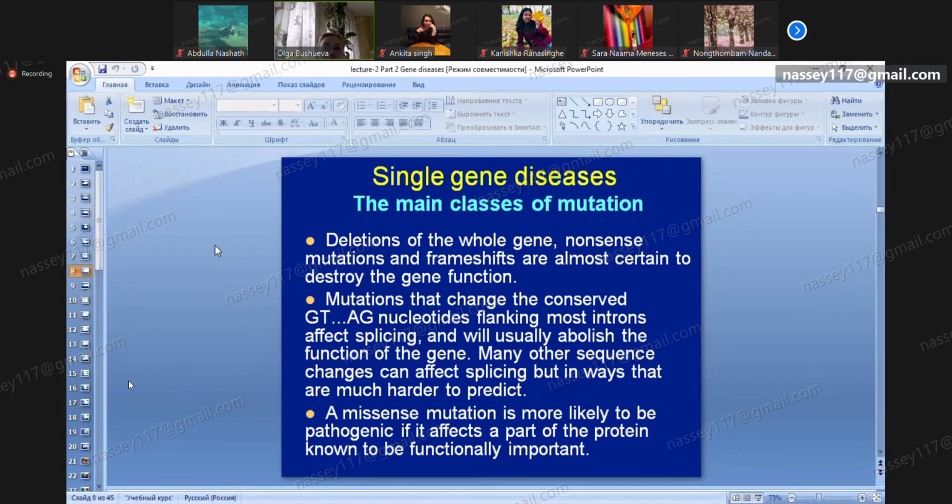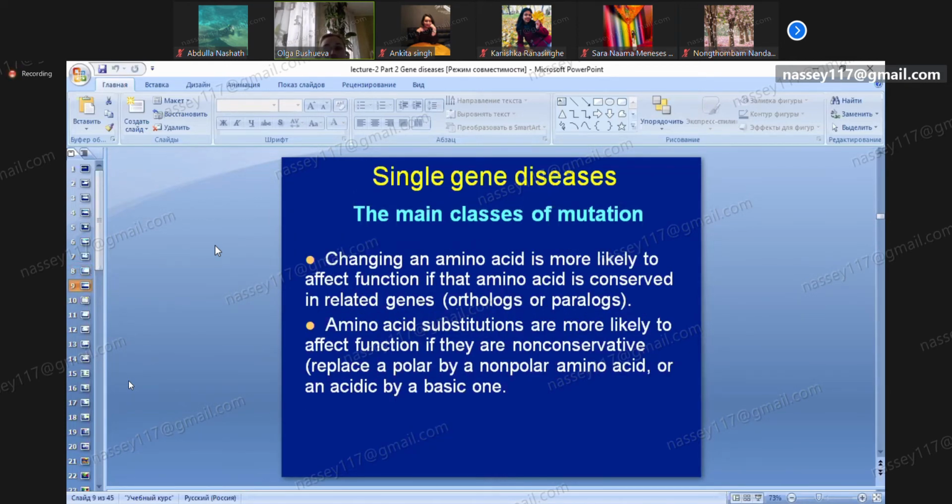Mutations that change the conserved GT and AG nucleotides flanking most introns affect splicing and will usually abolish the function of the gene. Many other sequence changes can affect splicing, but in ways that are much harder to predict. A missense mutation is more likely to be pathogenic if it affects a part of the protein known to be functionally important.